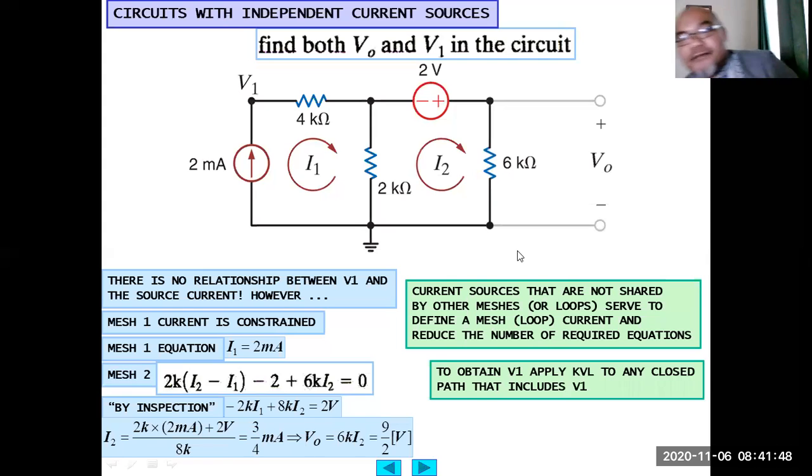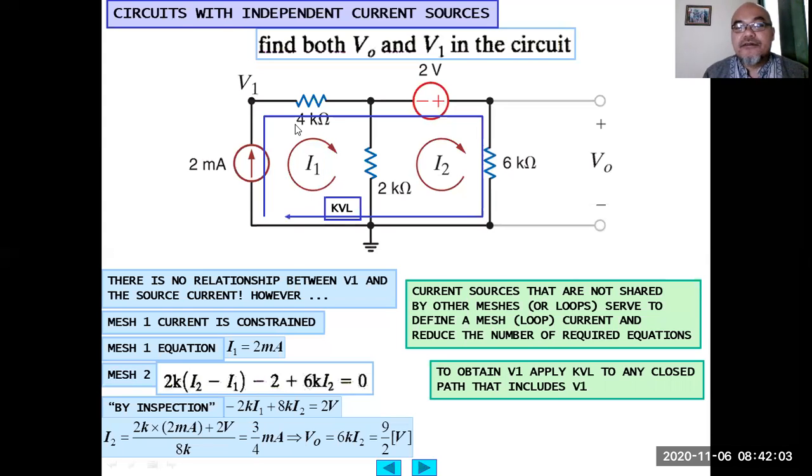So to obtain V1, afterwards we need to apply Kirchhoff voltage law to any closed path that includes V1. In this case, it could be this first mesh, I1, or you could also use the outer loop. Apply KVL to any closed path that includes V1. In this case we cannot apply it to mesh I1 because the current is constrained, I1 equals 2 milliampere. So we need to apply it in the larger loop.